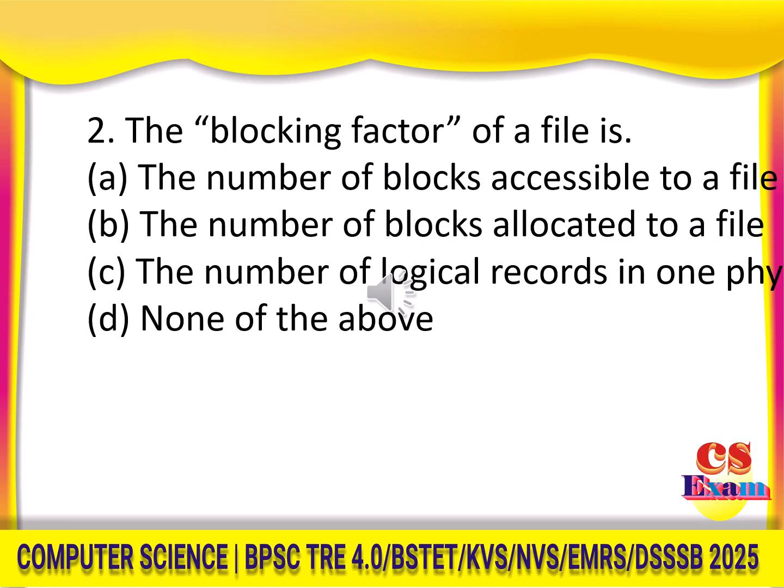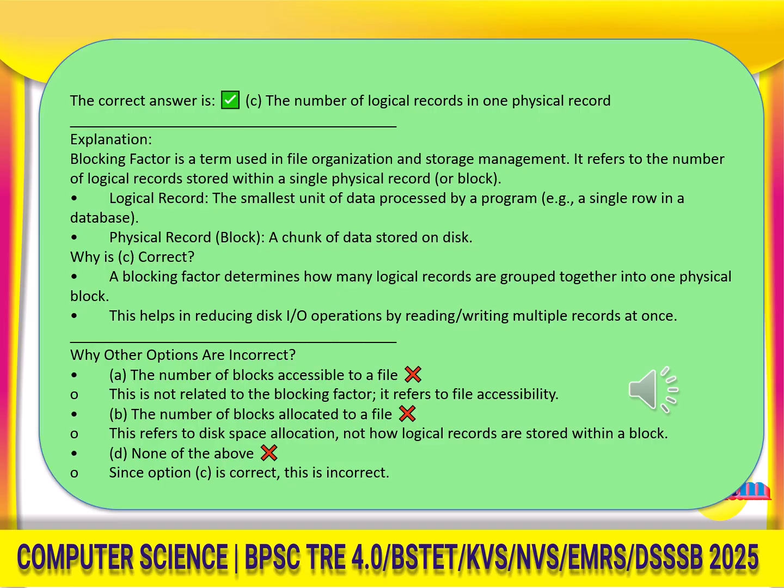2. The blocking factor of a file is A. The number of blocks accessible to a file. B. The number of blocks allocated to a file. C. The number of logical records in one physical record. D. None of the above. The correct answer is C. The number of logical records in one physical record.